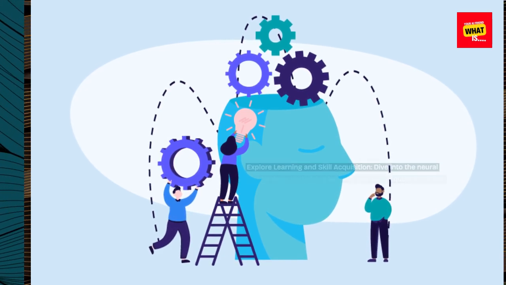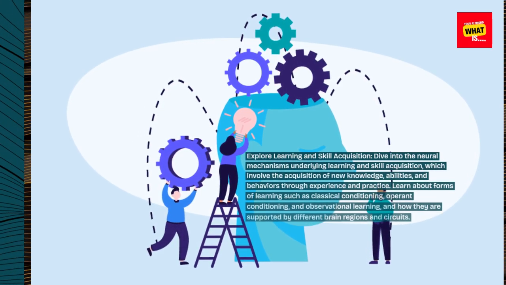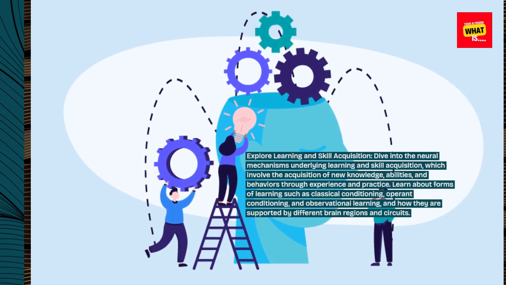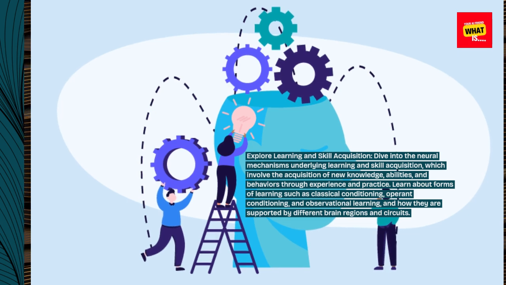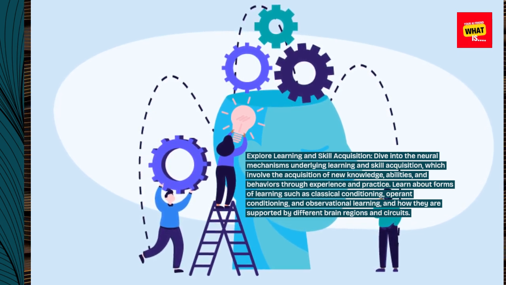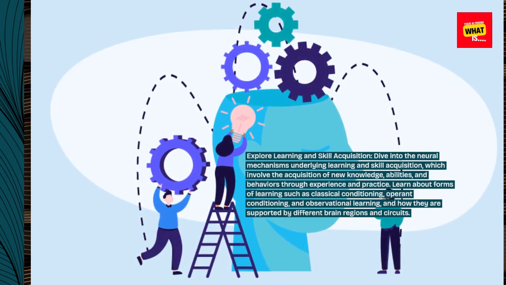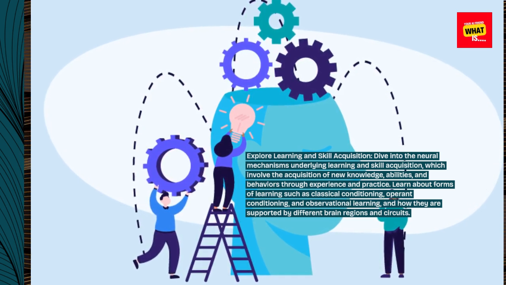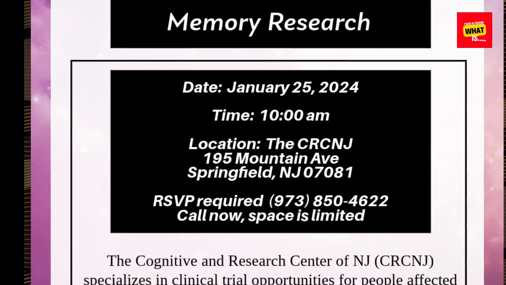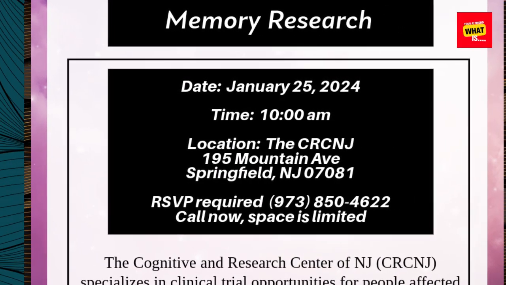Dive into the neural mechanisms underlying learning and skill acquisition, which involve the acquisition of new knowledge, abilities, and behaviors through experience and practice. Learn about forms of learning such as classical conditioning, operant conditioning, and observational learning, and how they are supported by different brain regions and circuits. Stay informed about memory research.